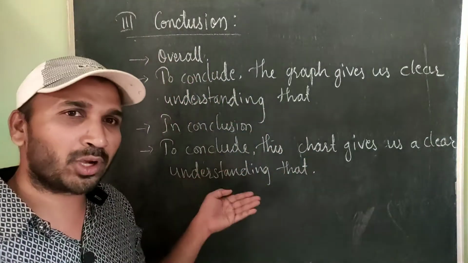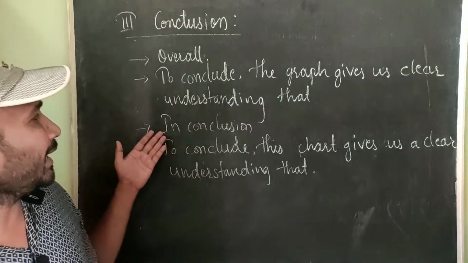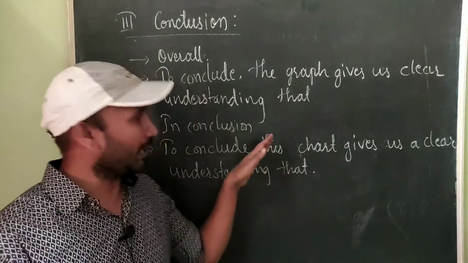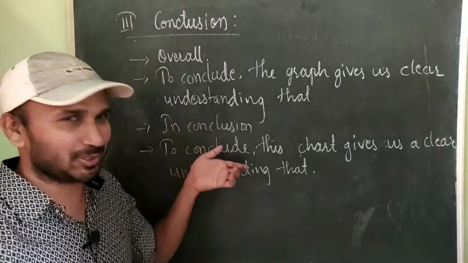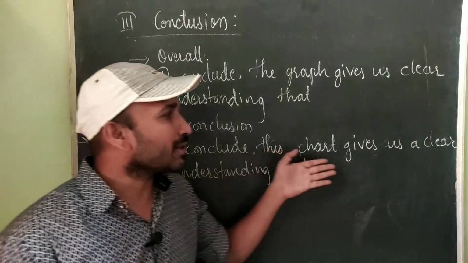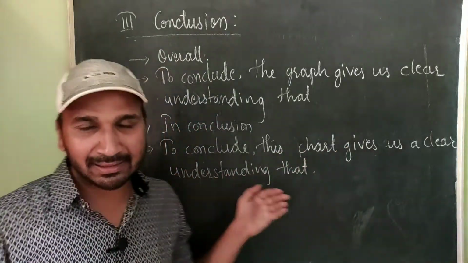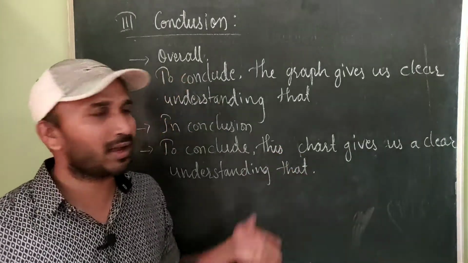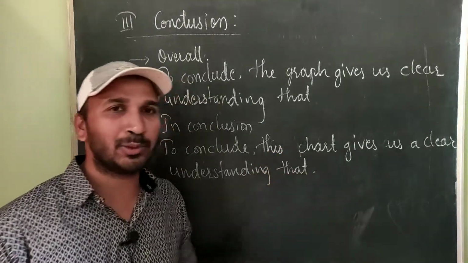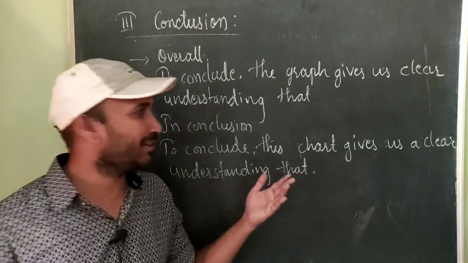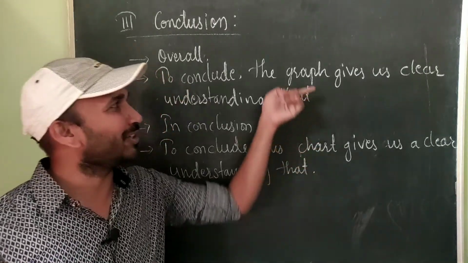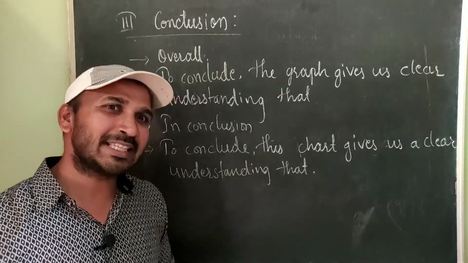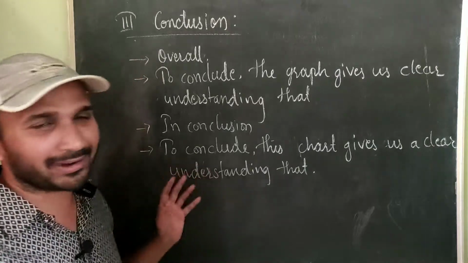Just remember any one of the sentences from these. In conclusion, we will come to know what the conclusion is, and we write by starting with "in conclusion". Next, to conclude, this chart gives us the clear understanding that. If the chart is a chart, if the graph is a graph, if a table is given, write table. You just have to change this word, graph or chart. So this is the way of writing an analytical paragraph.